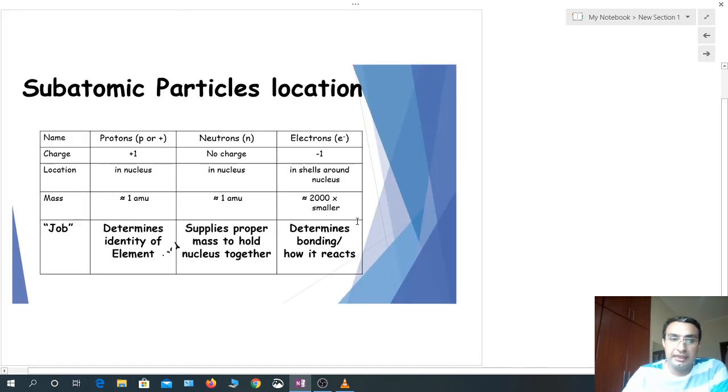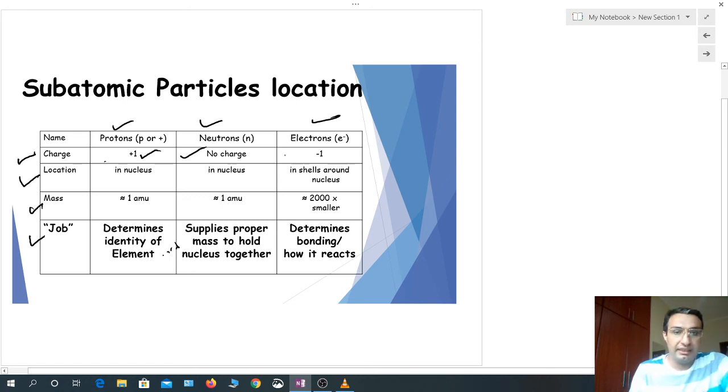And let me summarize what we have learned so far about the subatomic particles and their locations in atoms. In this table you can see protons, neutrons and electrons, and we are going to check what type of charge they have, their locations, their mass and their functions, or their jobs. As we know, a proton has one positive charge, while a neutron has no charge, and electrons have a negative charge, -1.